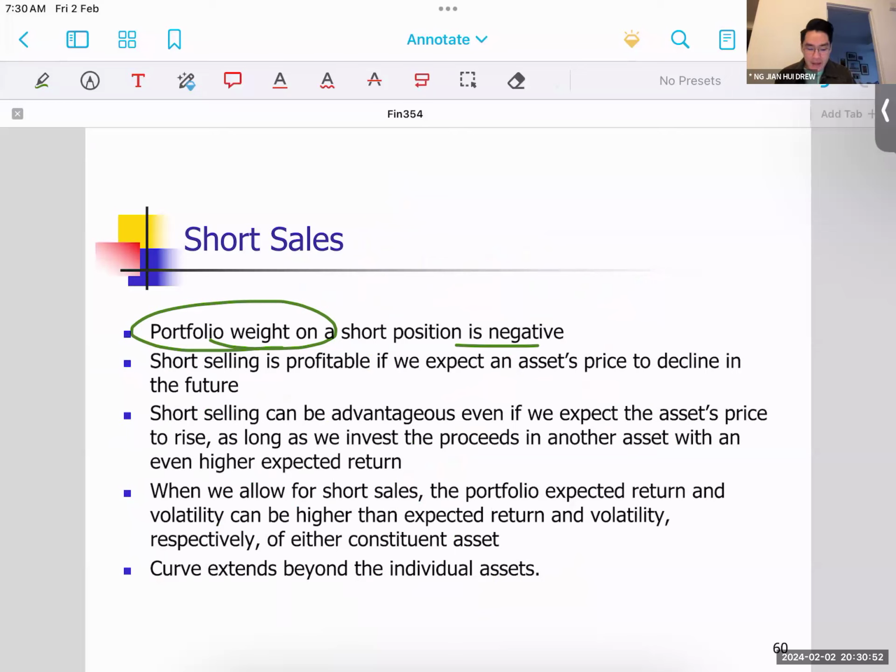However, I want to highlight that short selling is also advantageous if the price of the asset rises. So this is the part that I want to highlight to you. That is not only when the stock price goes down. Yes, the stock price can go up. However, if you can invest the proceeds, because you're basically taking a negative position, it's like taking a loan, right?